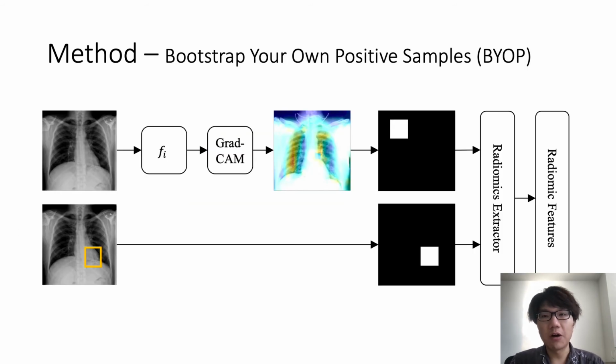This is the overview of our BYOP module. For the unannotated images, we leverage Grad-CAM to generate heat maps and apply an ad hoc threshold to generate the bounding boxes. For the annotated images, we directly use the ground truth bounding boxes. Then, with a combination of generated bounding boxes and ground truth bounding boxes, we use the PyRadiomics tool as the radiomics extractor to extract the radiomics features. Note that the generated radiomics features are combinations of accurate and pseudo-radiomics features for the annotated and unannotated images, respectively.